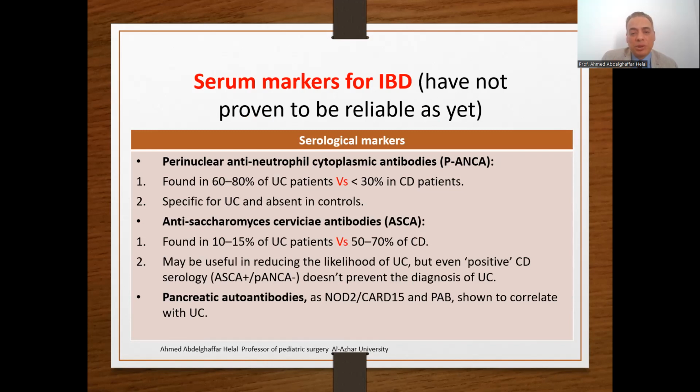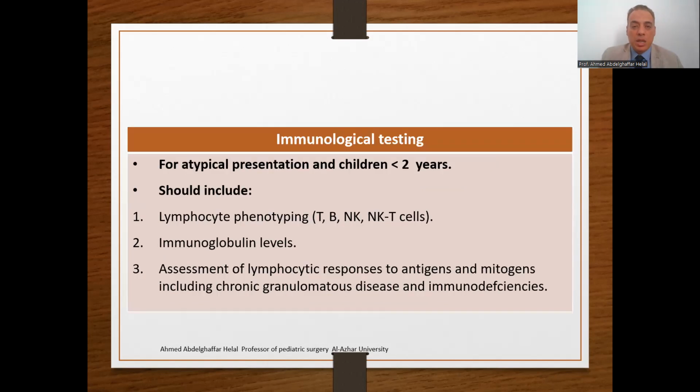Anti-Saccharomyces antibodies may also be found in ulcerative colitis and in Crohn's disease. Also, there are pancreatic autoantibodies shown to correlate with ulcerative colitis. Some immunological tests may be needed in atypical presentations and in children less than 2 years: lymphocyte phenotyping, immunoglobulin levels, and lymphocytic response to antigens and mitogens.